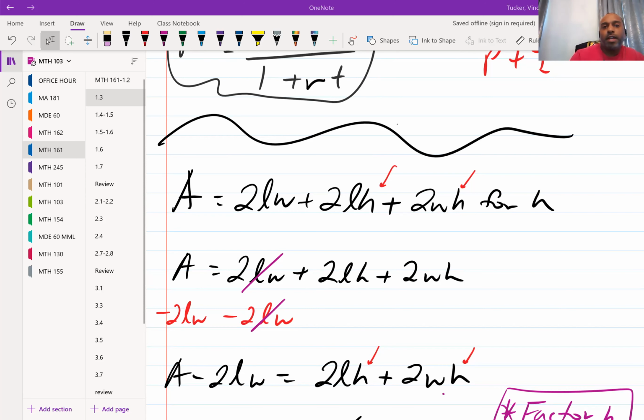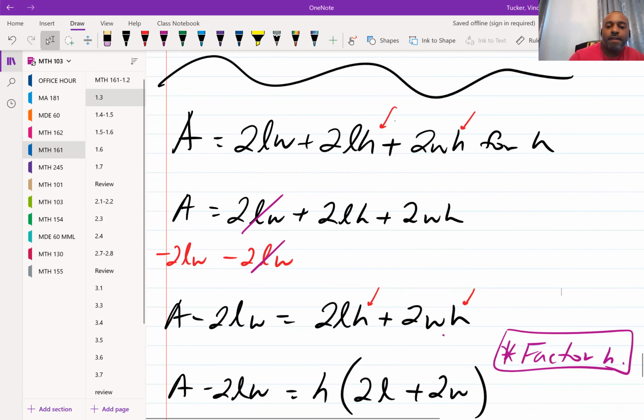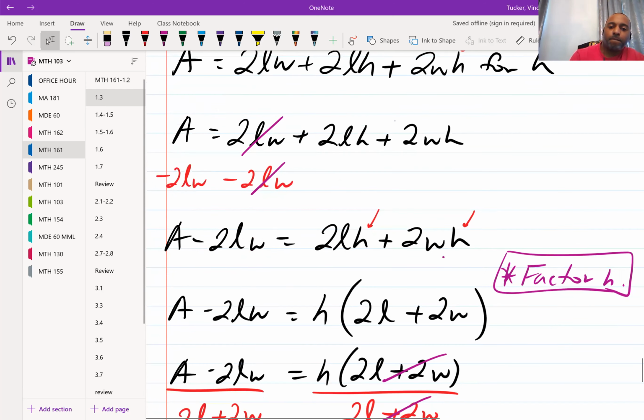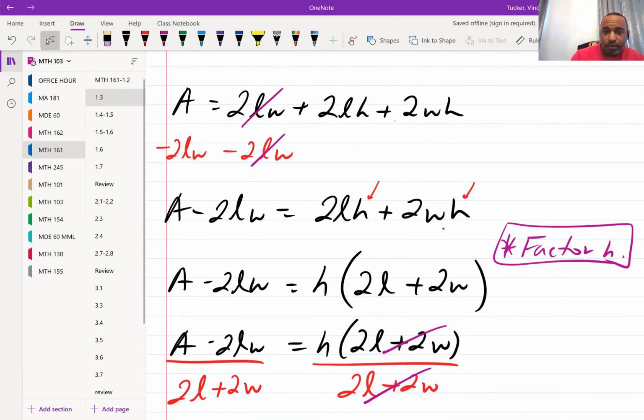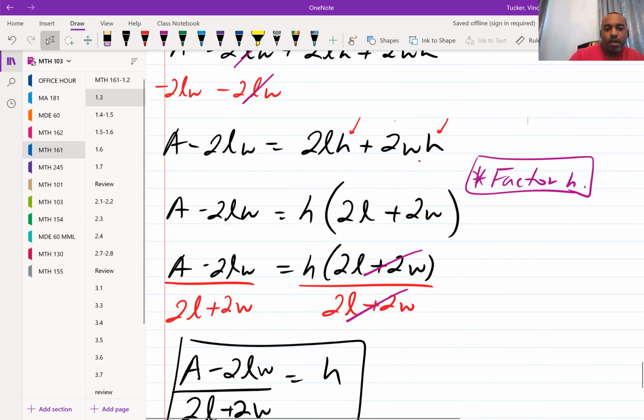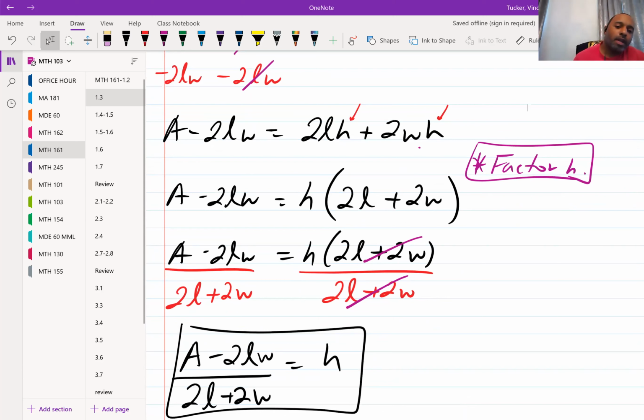So now that we have H in two different terms, but they're all on the same side, go ahead and factor out that H, just like we did when we had that P in two different terms. In the parentheses, what we're left with is 2L plus 2W. Now we divide by that quantity of 2L plus 2W. And that's our answer: A minus 2LW over 2L plus 2W.